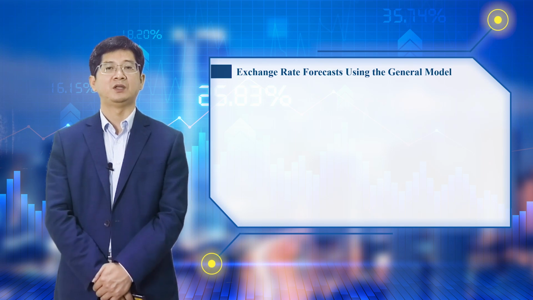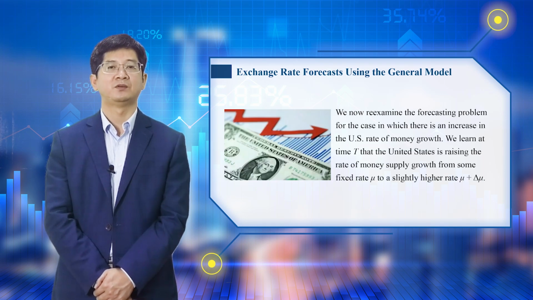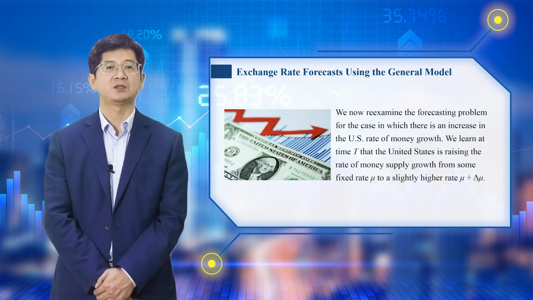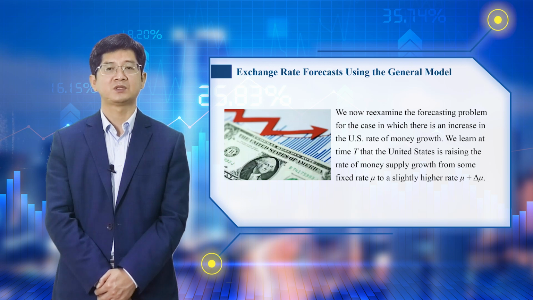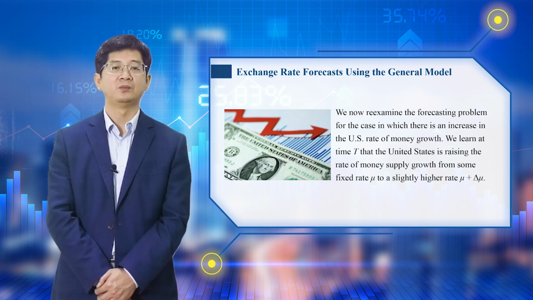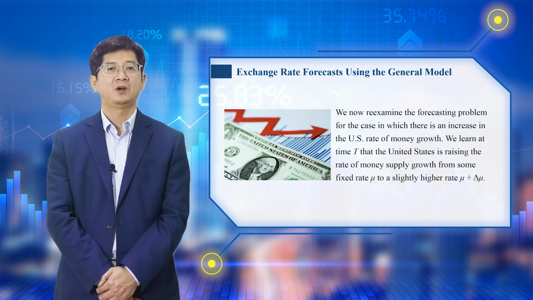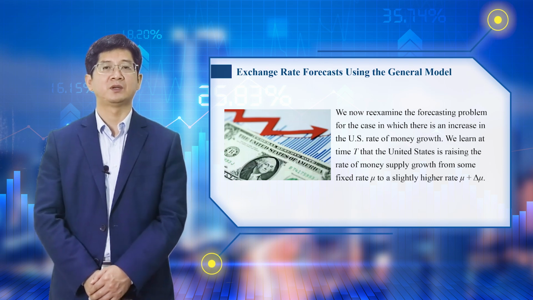We now examine the forecasting problem for the case in which there is an increase in the US rate of money growth. We learn at time t that the United States is raising the rate of money supply growth from some fixed rate mu to a slightly higher rate mu plus theta mu. How will the exchange rate behave in the long run?